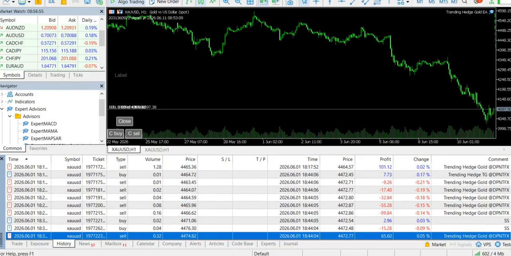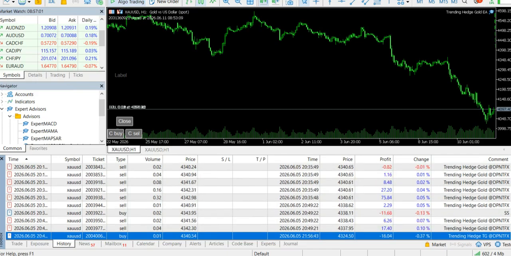but still it's very important to see whether the bot was able to survive in this kind of market situation or not. Okay, you can see the kind of movement that we experienced in the last 3 days.